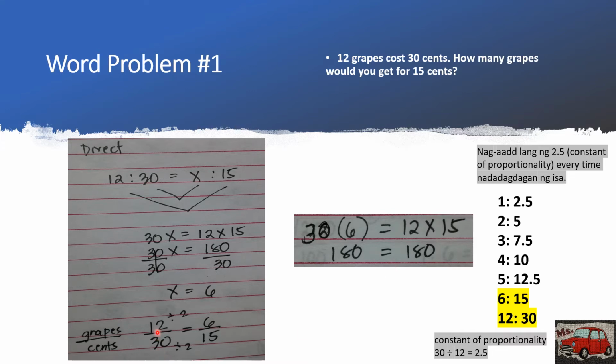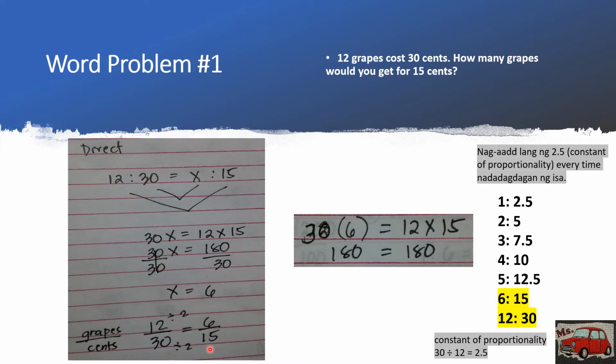Alright? Other way is, we can look at here. So, 12 over 30, naging 6 over 15. So, yung 12, naging 6. So, dinivide natin sa 2. And then, yung 30, naging 15, dinivide natin sa 2. So, parehas silang dinivide sa 2. Ibig sabihin, proportion sila. Okay?